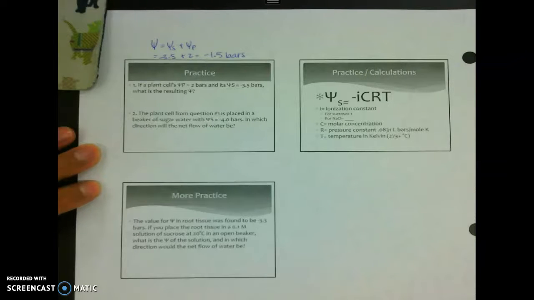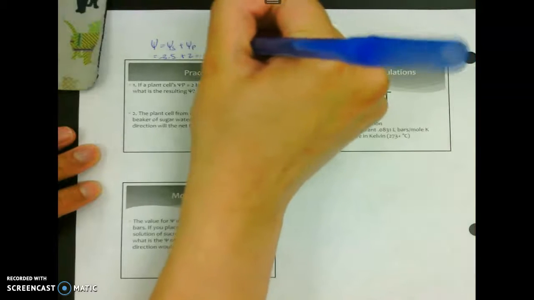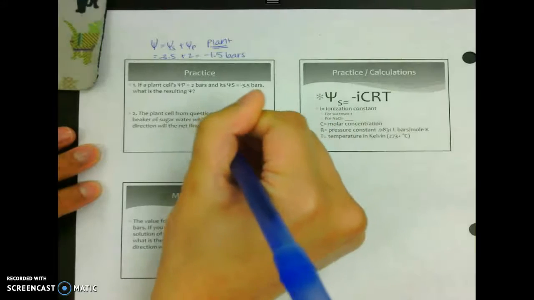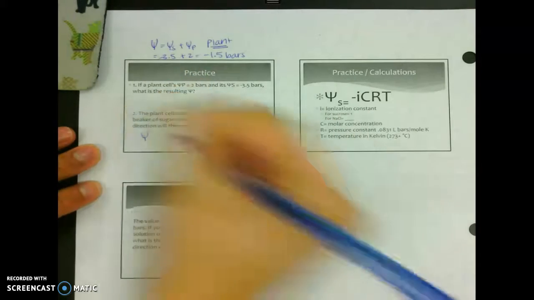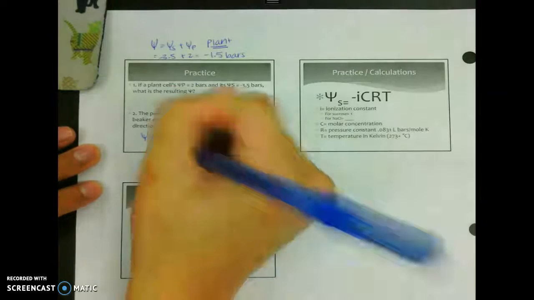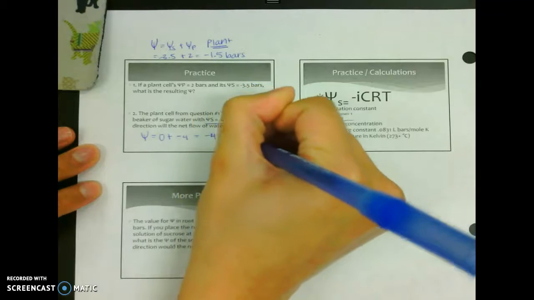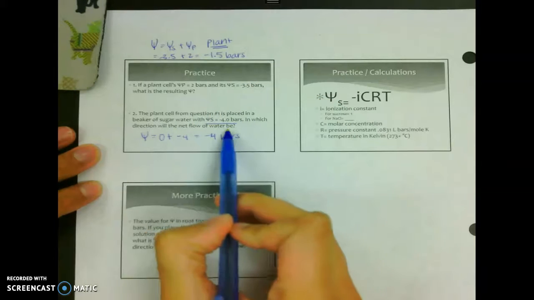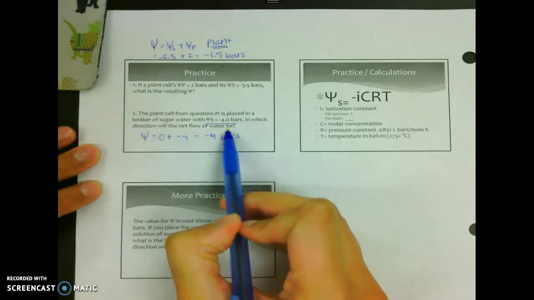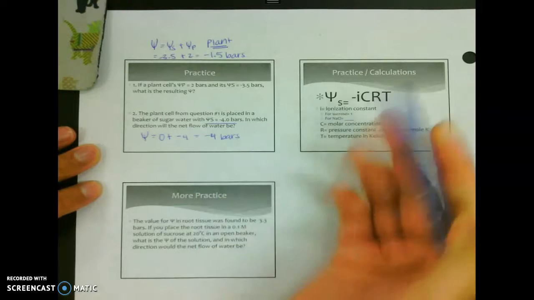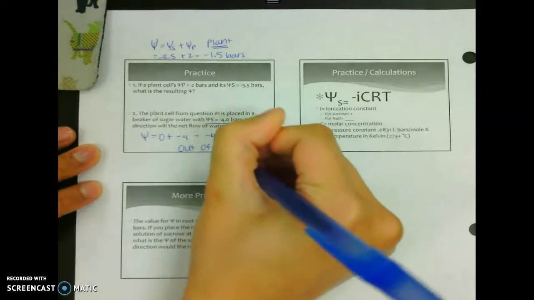Number 2, the plant cell from question number 1 is placed in a beaker of sugar water with a solute potential of -4 bars. In which direction will the net flow of water be? So let's label really quickly that this is our plant cell with the -1.5 bars, and our sugar water has a solute potential of -4 bars. Since it's in an open beaker, we can say that the pressure potential is 0, plus our -4 bars of solute potential. That gives us a grand total of -4 bars. To figure out which way the water is going to flow, we're going to look for the water to go from high to low. -1.5 is higher than -4, and so it's going to go out of the plant.